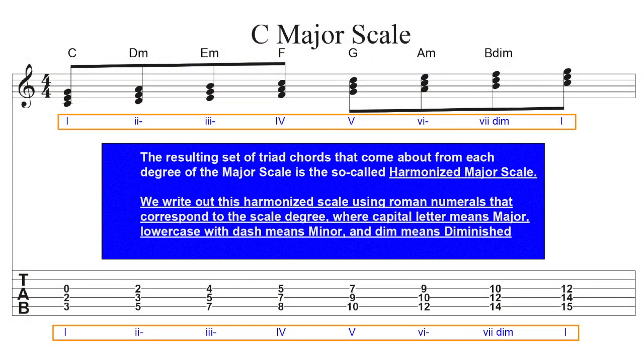So we've just seen all the triads that come about from the major scale. We call this group of triads the harmonized major scale. If you end up studying theory, composition, harmony, jazz, then you'll see this harmonized scale written using Roman numerals. A big numeral is a major triad, a small numeral with a dash is a minor triad, and dim means diminished.